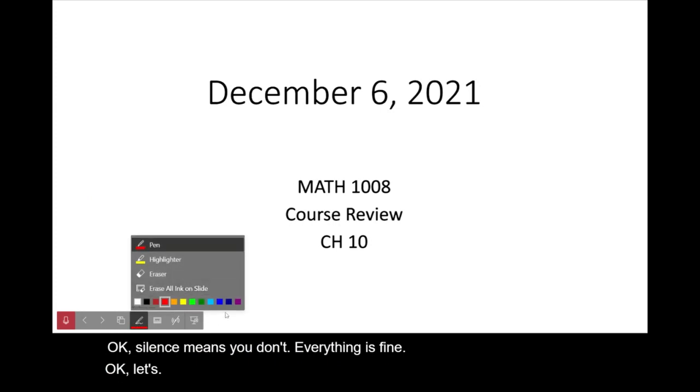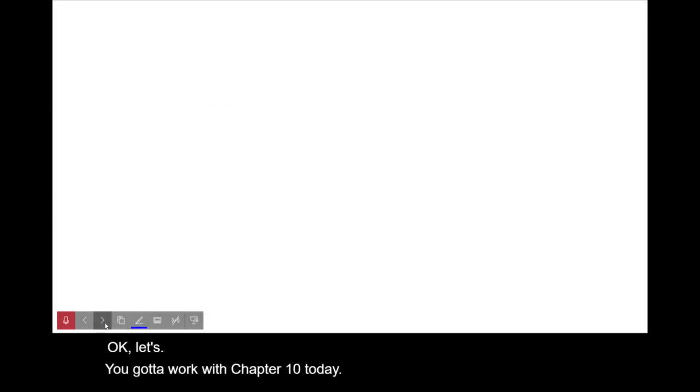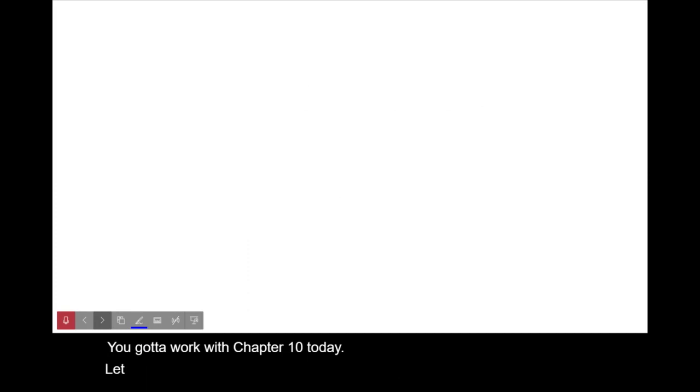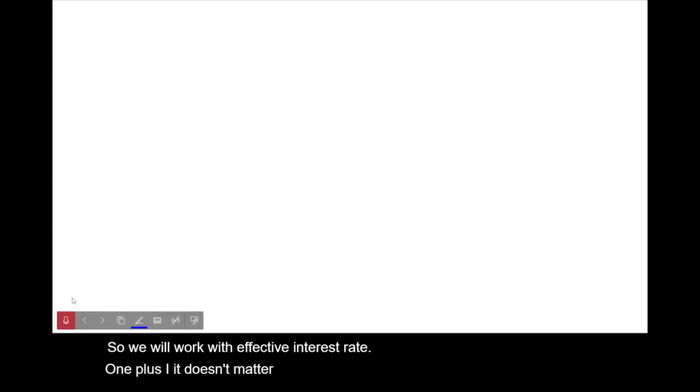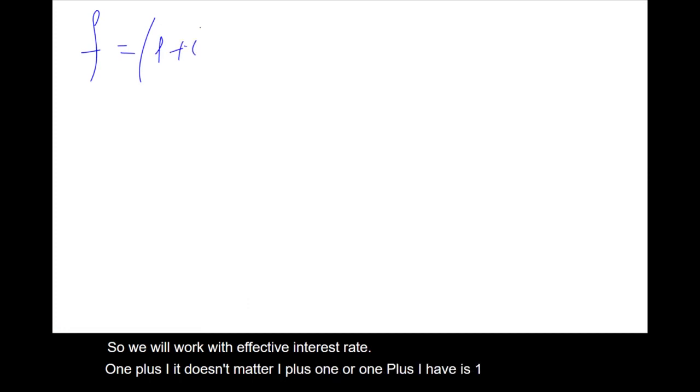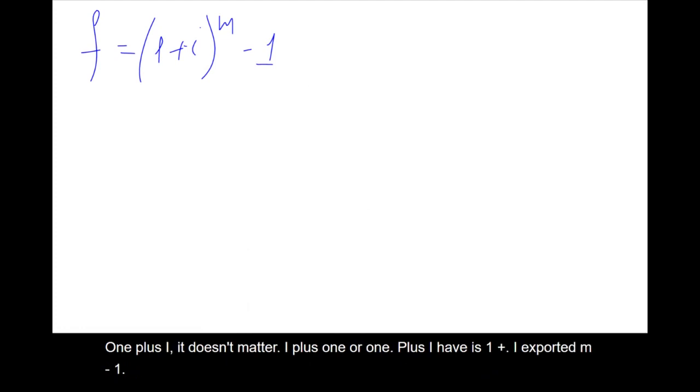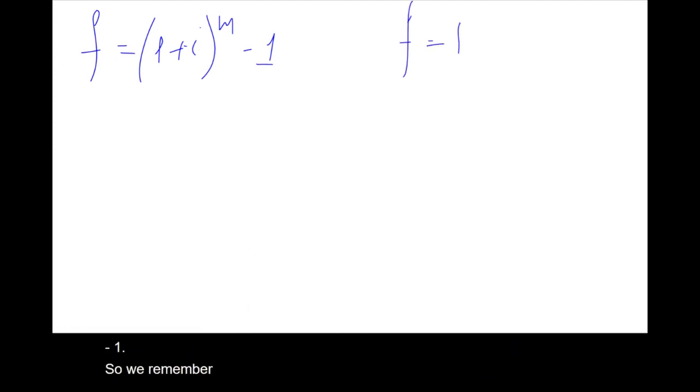We're going to work with chapter 10 today. Let me refresh the formulas. We will work with effective interest rate: F is 1 plus I exponent m, minus 1. Remember that F is j1. It's compounded once a year, always.